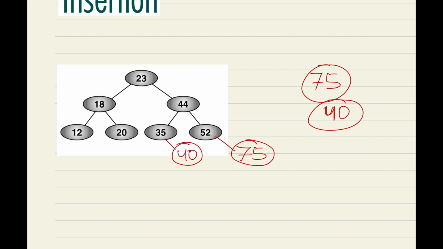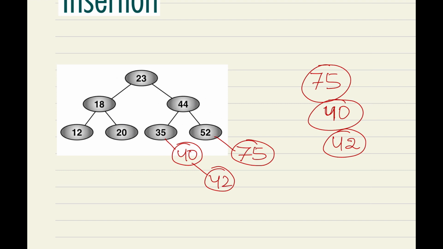Now suppose we want to insert another node, that is 42. Now apply the same principle, compare 23 and 42, 42 is larger, so move here. So 44, then 42, 42 is smaller, so move here. Then compare 35 and 42, 42 is larger, so move here. So 40 and 42, 42 is larger, so it should be inserted like this.